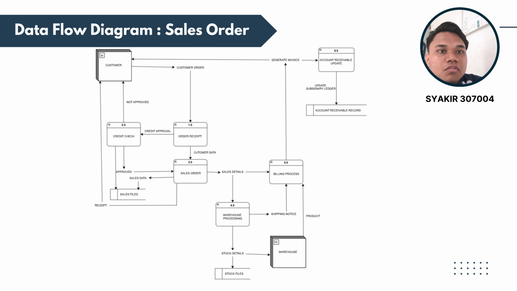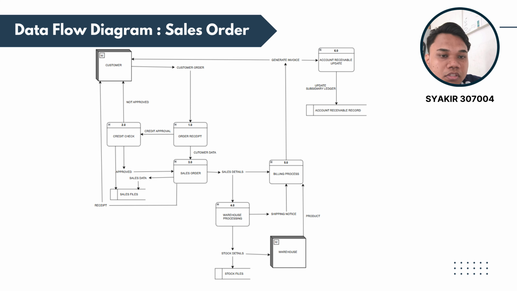This is the DFD for sales order. From the customer, we send the customer order to the order receipt. From the order receipt, we send credit approval to the credit check and also customer data to the sales order. From the credit check, we send an approved notice to the customer by email. If approved, it is sent to the sales order. The data is also sent to the sales file.